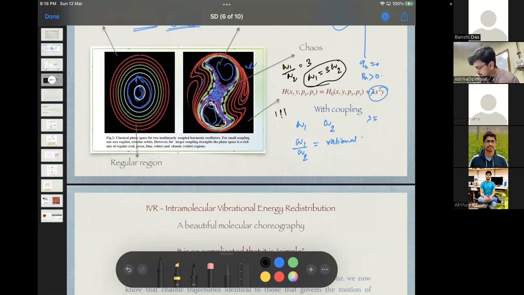Interestingly, in between, at some energy, there is a chaotic region. These are actually at the same energy. Yes, all these are at the same energy. These two plots are at a particular energy E. Now you are looking at the section. That's why you are looking at different onion-type rings.